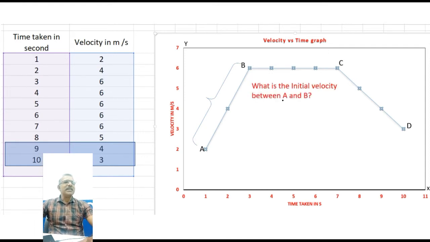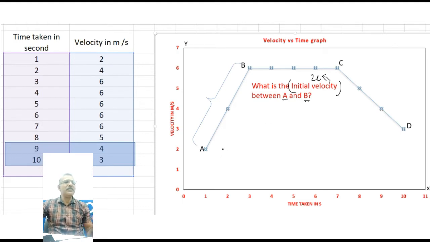First question we can take: what is the initial velocity between A and B? Now remember, initial velocity, henceforth we will denote by the letter small u. You'll come to know why I am insisting you use this u, because we are going to have an equation in future videos where we should be familiar with these algebraic letters used for different velocities. So please remember, initial velocity is u.